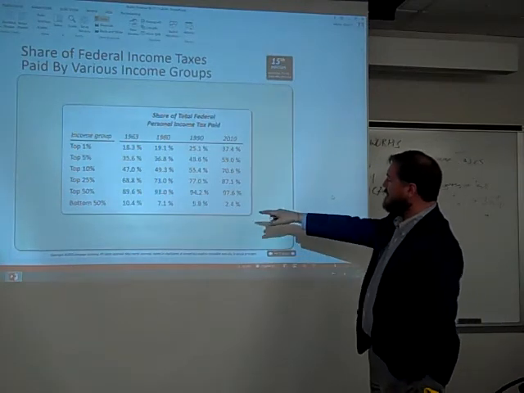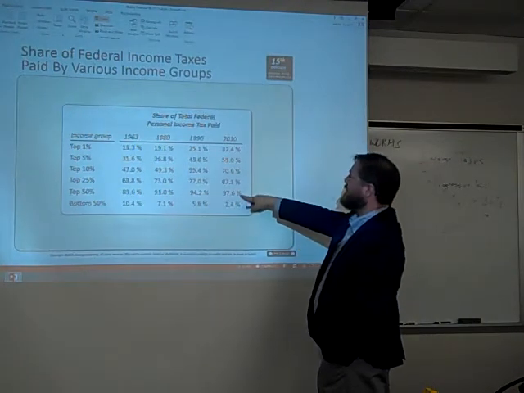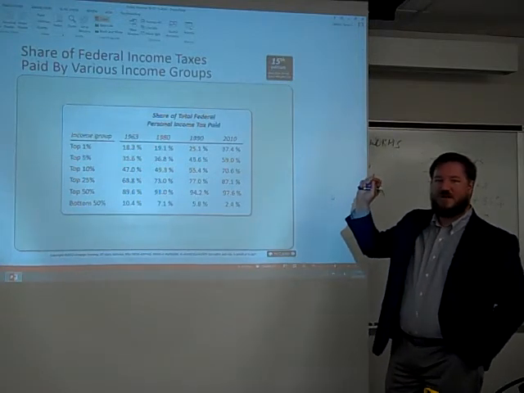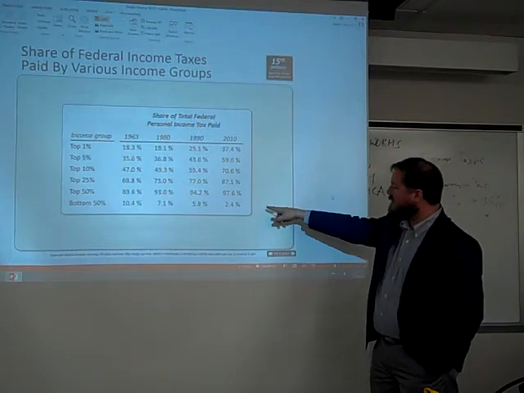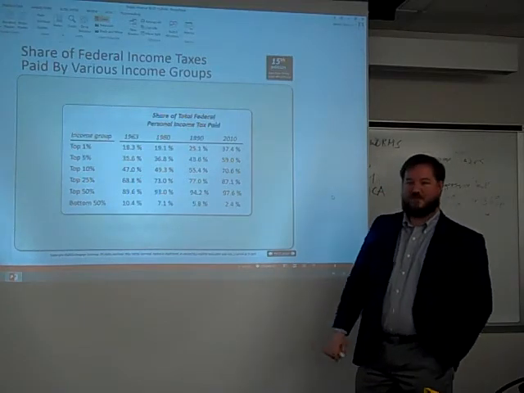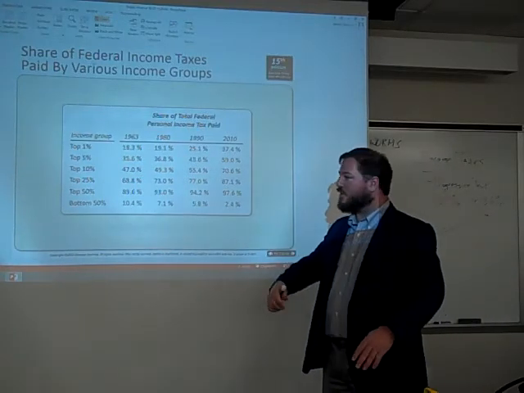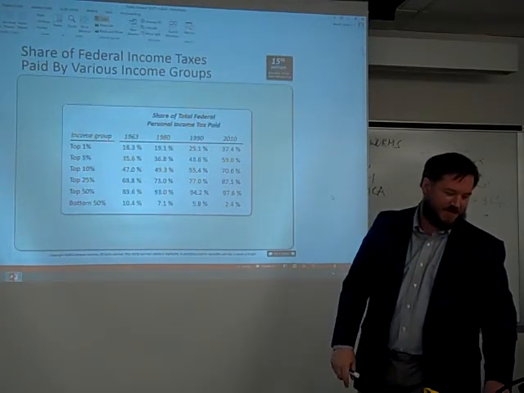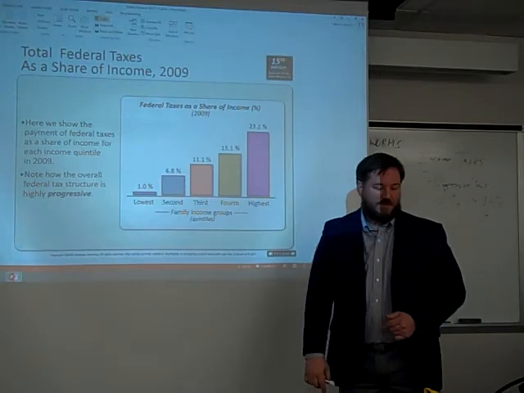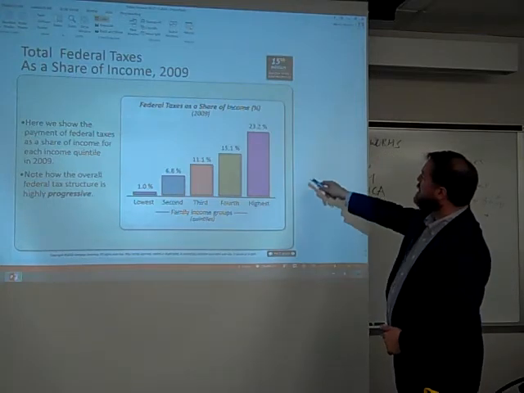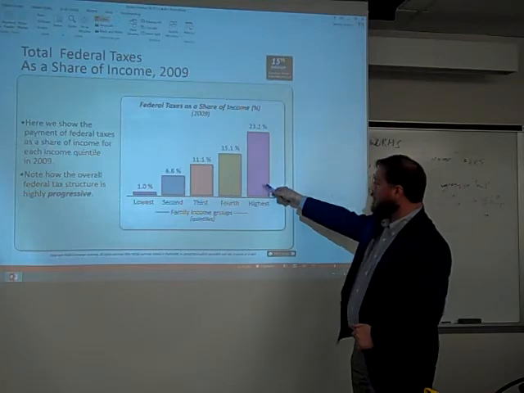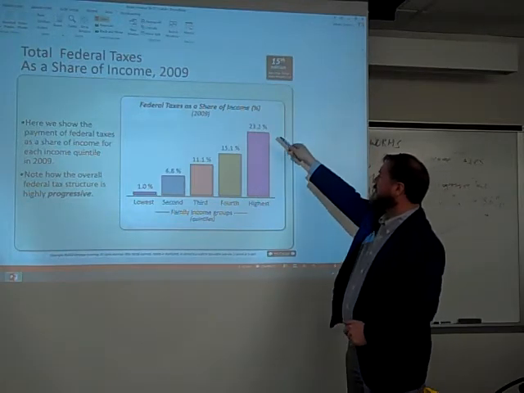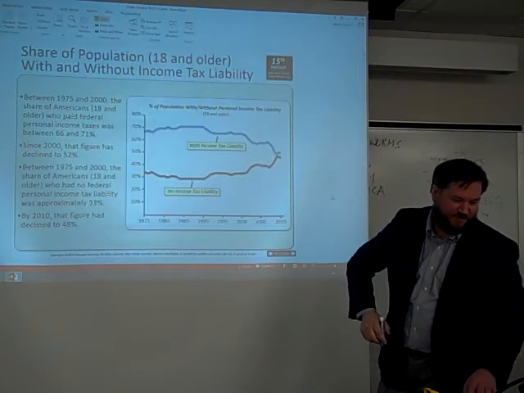And the top half of earners are paying virtually all of the personal income taxes. That means we have half of the people out there, the bottom 50% of earners, half of our workers, paying virtually no personal income tax. We see that again here. The highest quintile of income earners pays 23.2%.